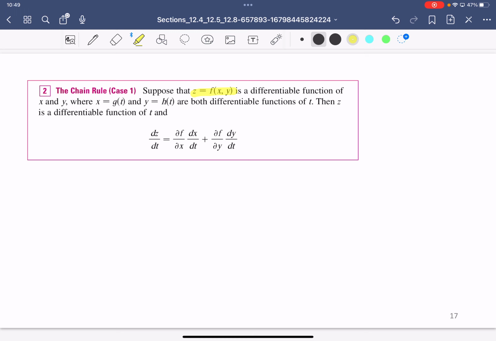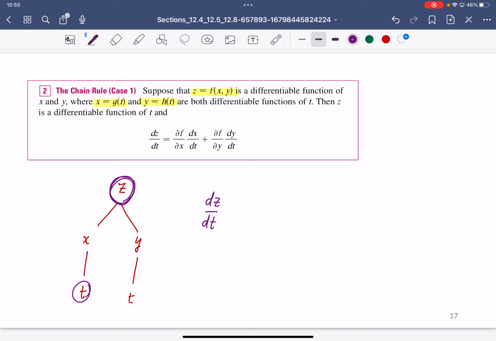f is a function of x and y, or c is a function of x and y, and then x is a function of t, y is a function of t. So when you draw the picture, you have c as a function of x and y, and then x is a function of t, y is a function of t. This is the diagram that you have. So if I want to differentiate c with respect to t, it means I have c here, I differentiate to t here. So there are 2 ways that you can do it.